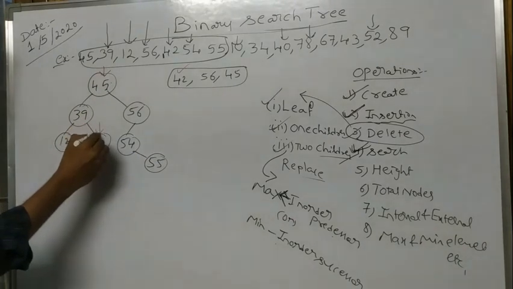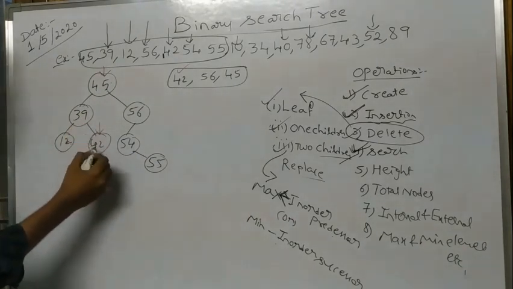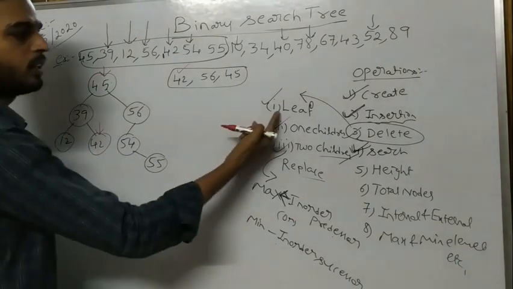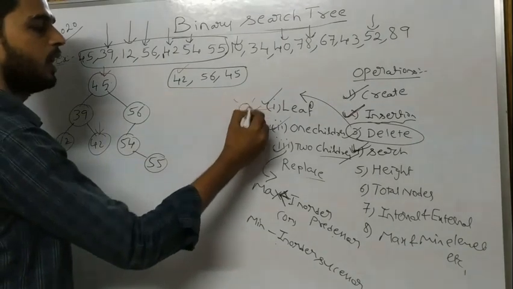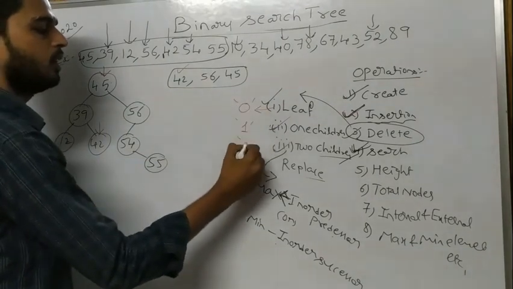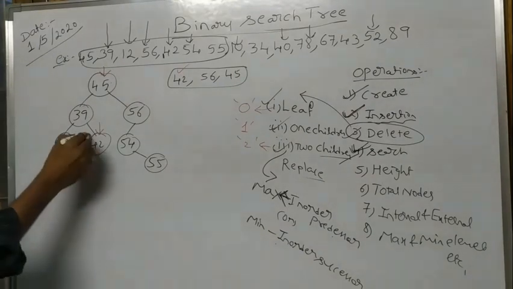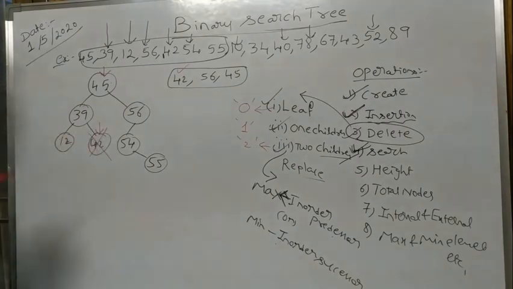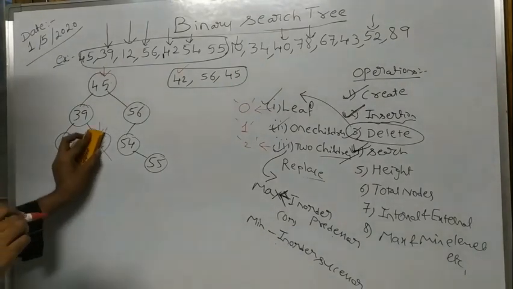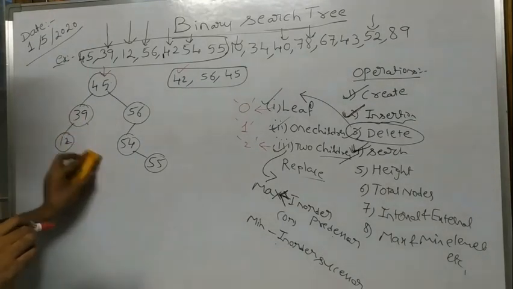Then I will come to the corresponding node and check whether it is having 0 children. Leaf node means 0 children, right? 1 child and 2 children. So as it is having 0 children, if it is a leaf or a single child, you can simply delete the node. So I will delete the node 42 directly.